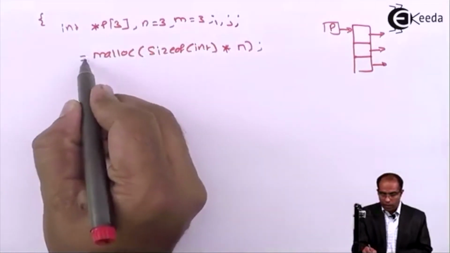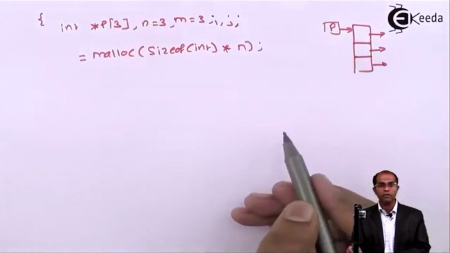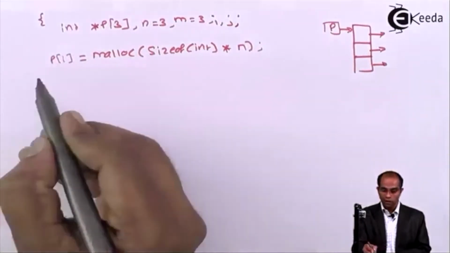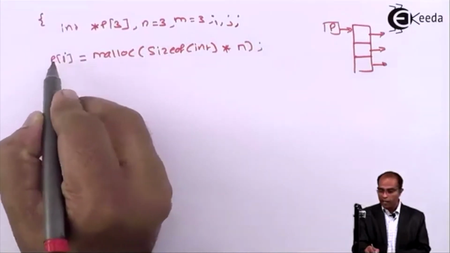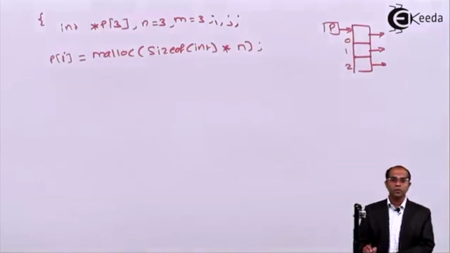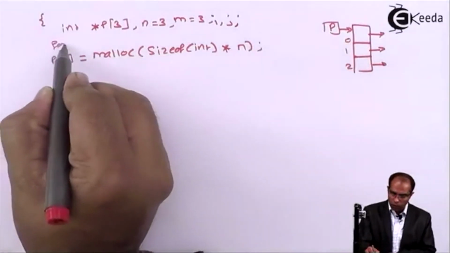And this has to be given to only one pointer or every pointer? Every pointer, so I'll say p of i. So this i has to change from 0, 1 and 2. For that, what I'll do is, I'll put a for loop around this instruction.